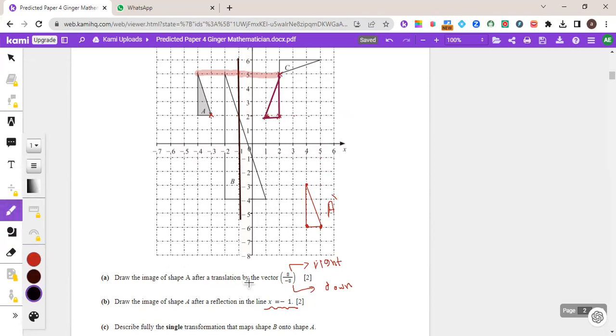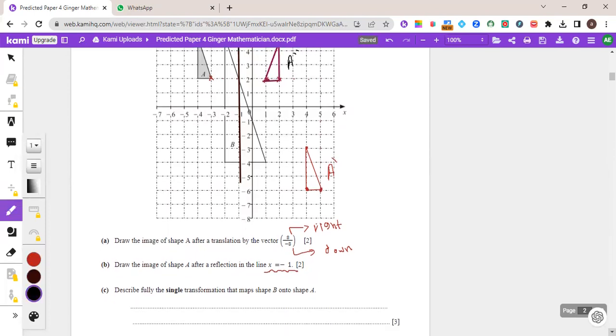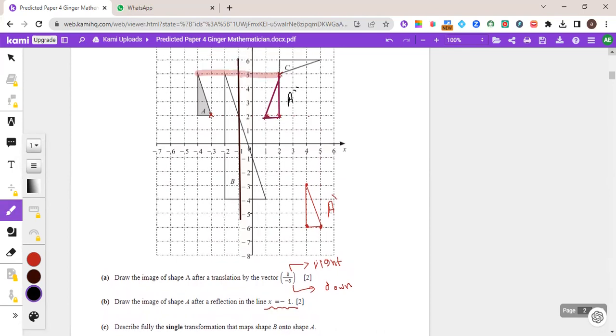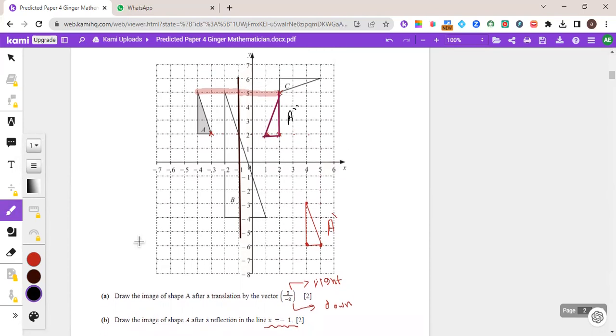We have a question on translation, a question on reflection, and maybe you have a question on describing the single transformation. Describe fully the single transformation that maps shape B into A. B into A, what do you think? Enlargement scale factor of 3 with center -5, 5.